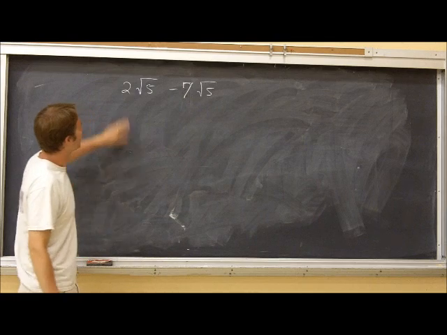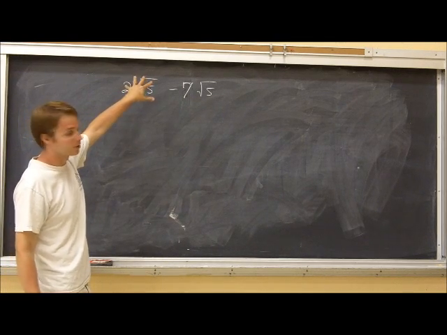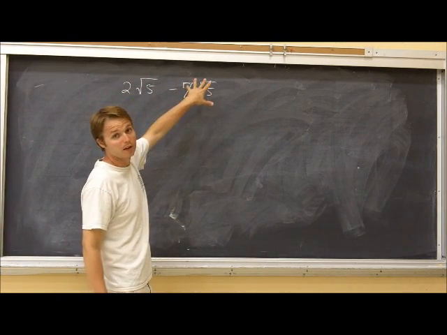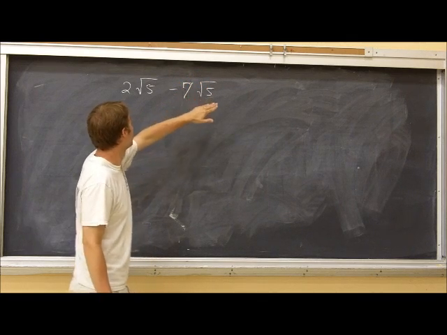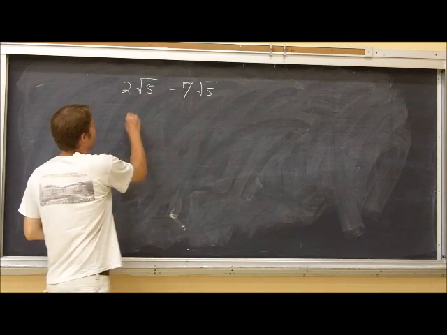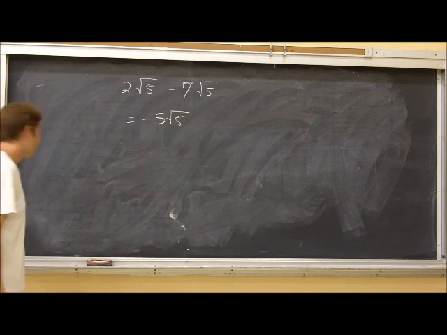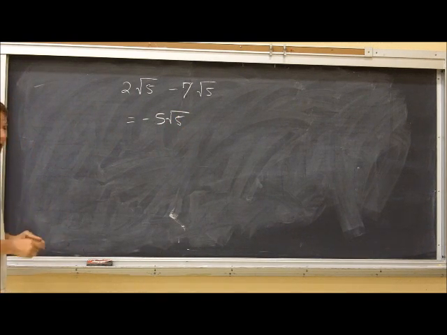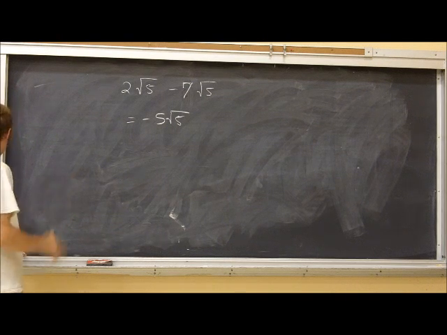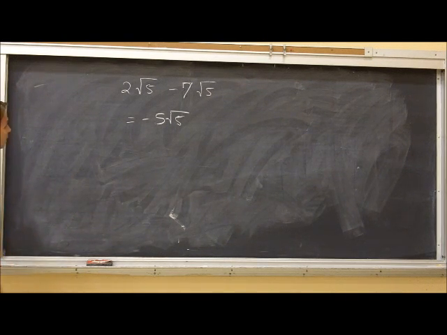Because really, what are you doing? 2 times square root of 5 means you have 2 square roots of 5, and then 7 times square root of 5 means that you have 7 square roots of 5. When you subtract them, you'll have negative 5 square roots of 5, or negative 5 times the square root of 5. So we can do addition and subtraction with these radicals relatively easy.